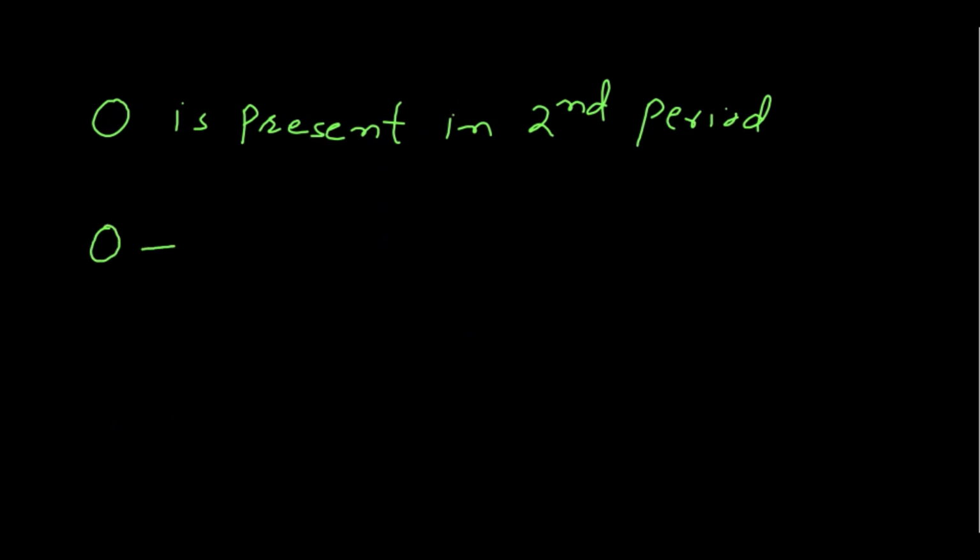Oxygen is present in group 6A of the periodic table. I hope this is clear. Now we will see the next element which is given to us. The next element is magnesium.